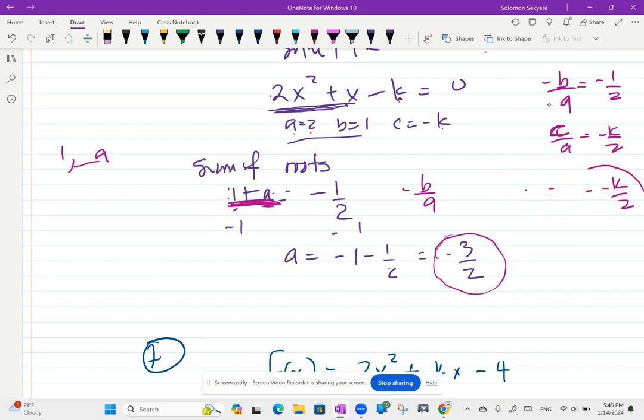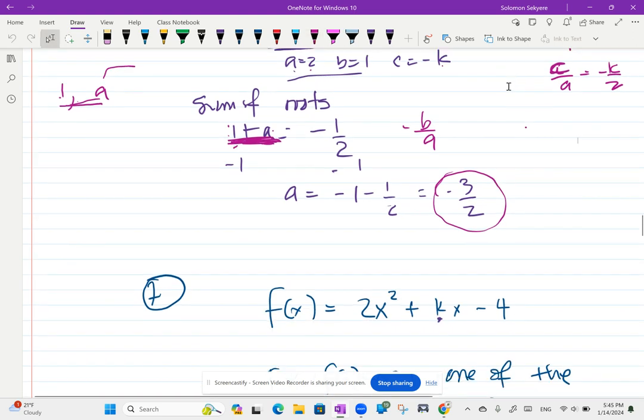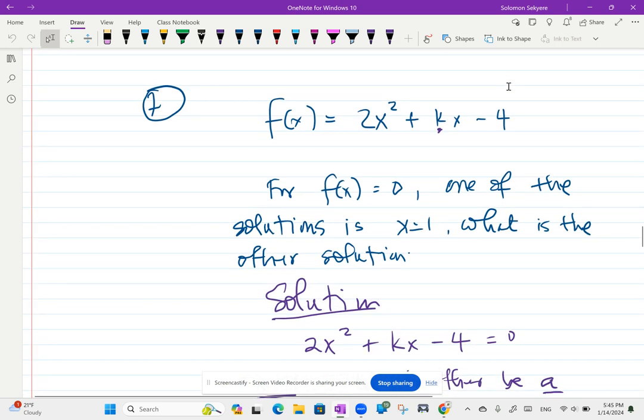Got it? Okay, pause it, review what I just said. How I used a letter to represent the other one. When I add them, 1 plus A, it should be equal to minus B over A. So I have an equation, a one variable equation. That's my A. Okay. So I can use the sum of the roots to solve this problem, not the product of the roots. What about this one?